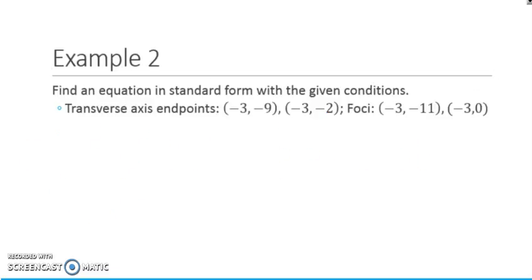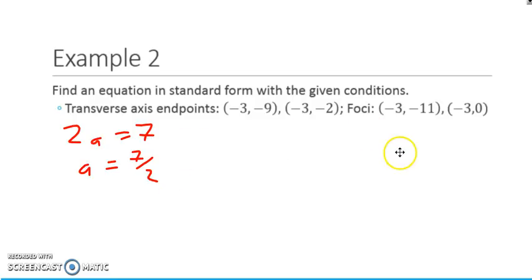For a second example, this time instead of giving us the transverse axis length directly, they've just told us what the transverse axis endpoints are, so the coordinates at the ends of the transverse axis. So we should be able to find the length of a from this anyways. What I'm going to pay attention to is the x values are not changing, so I'm just going to ignore those for a second. And what I notice is that the y coordinates from -9 to -2, that length is 7. So I know that 2a equals 7, which means a equals 7/2.